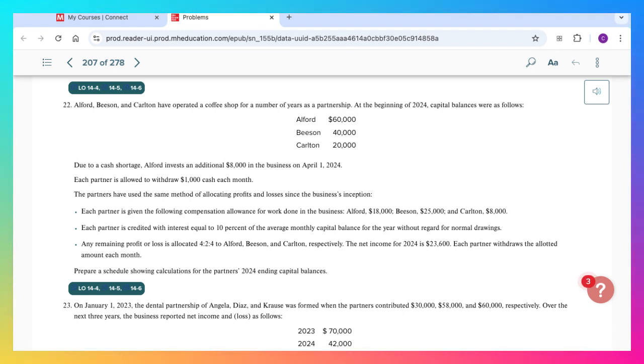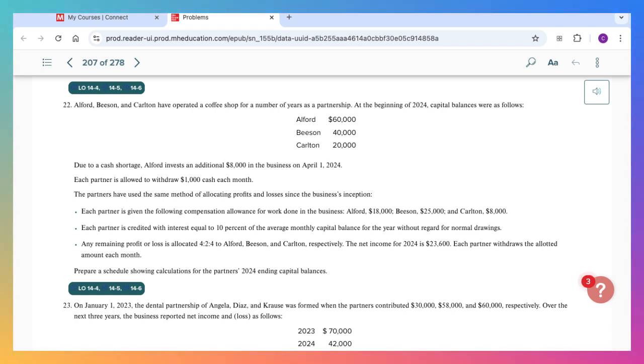Now, they go on to say that due to cash shortage, Alfred invests an additional $8,000 in the business on April 1st, 2024. They go on to tell us that each partner is allowed to withdraw $1,000 cash each month. The partners have used the same method of allocating profits and losses since the business's inception. And they give us 3 bullet points here.